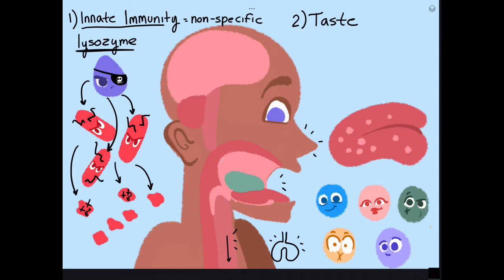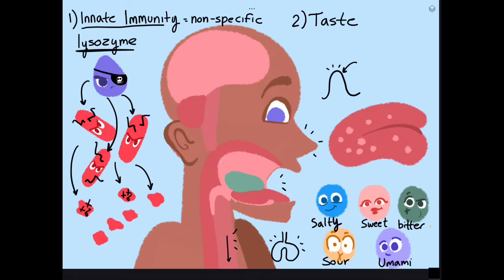And now taste. So taste occurs in our taste buds, which are found in the papillae of our tongue. Those are the little bumps on your tongue. And there's actually only 5 types of taste buds. They're not a very specific receptor. There's salty, there's sweet, there's bitter, there's sour, and there is umami, which is kind of like savory.